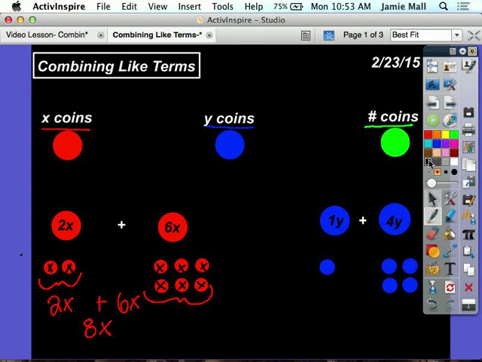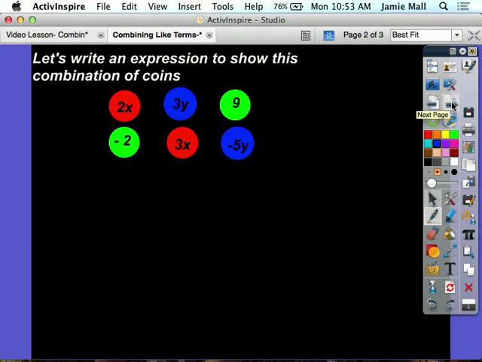So we can see that one y was represented by one coin and four y's are represented by four coins. And when we went to combine 1y plus 4y, we were taking two terms and putting them together into one. In the game, it was taking two coins and combining them into one, really to create space so you could continue to collect coins. Let's take that idea to the next level. We are now going to write one expression to show the combination of coins you see below.